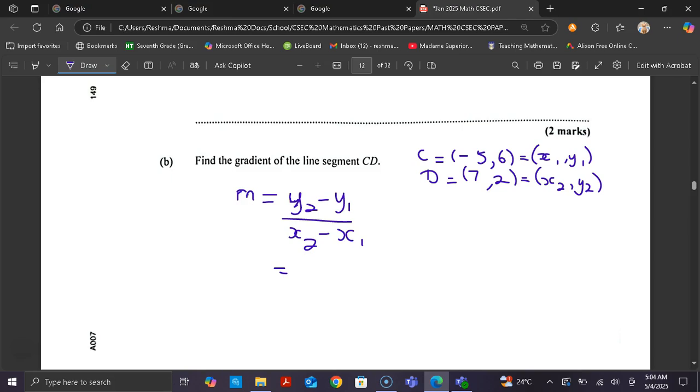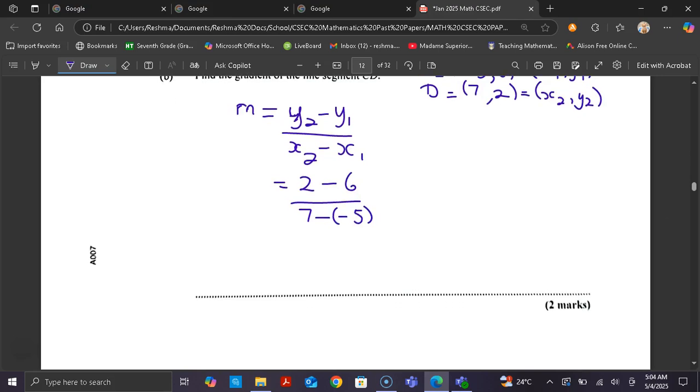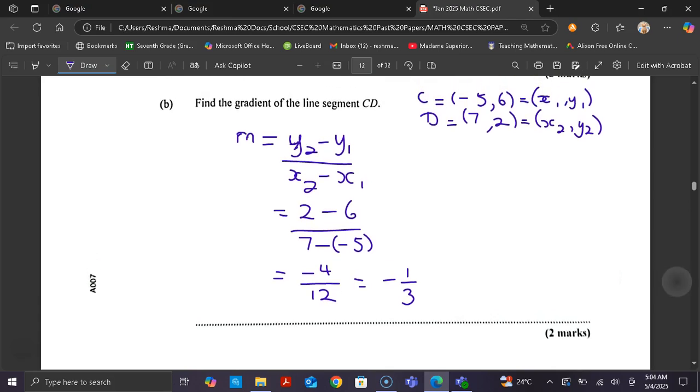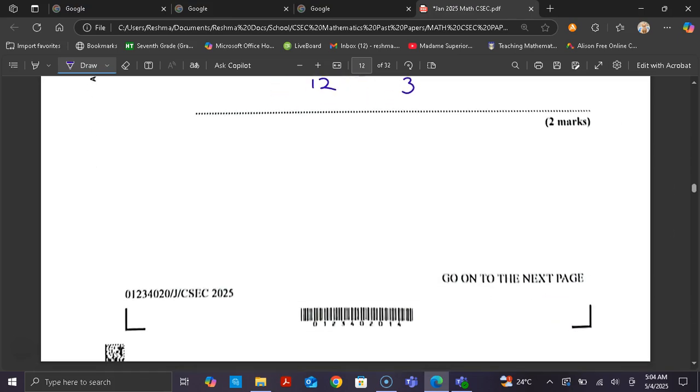Okay, so our gradient: y2 is 2, y1 is 6, x2 is 7, and x1 is -5. Of course, this will be minus -5, right? We have to be careful with our signs here. So we have 2 take away 6 is -4. 7 minus -5 will be 7 plus 5, which is 12. So -4 over 12 will be -1/3 is our gradient of the line segment CD.